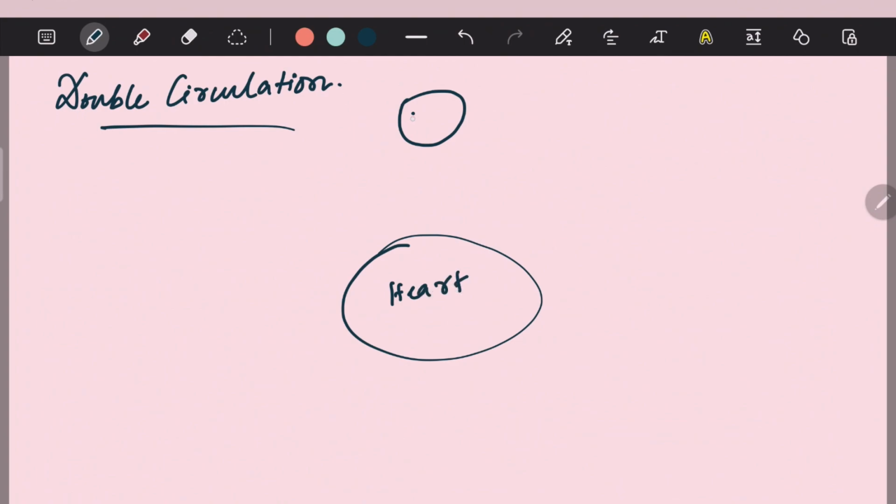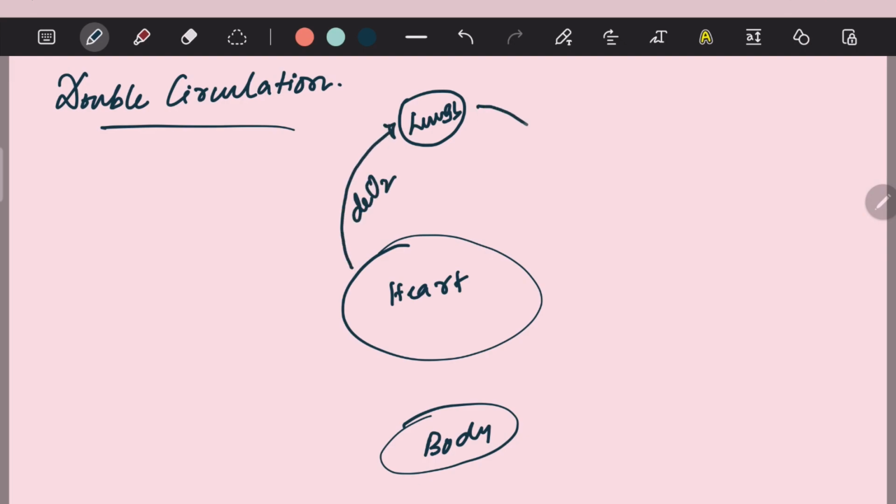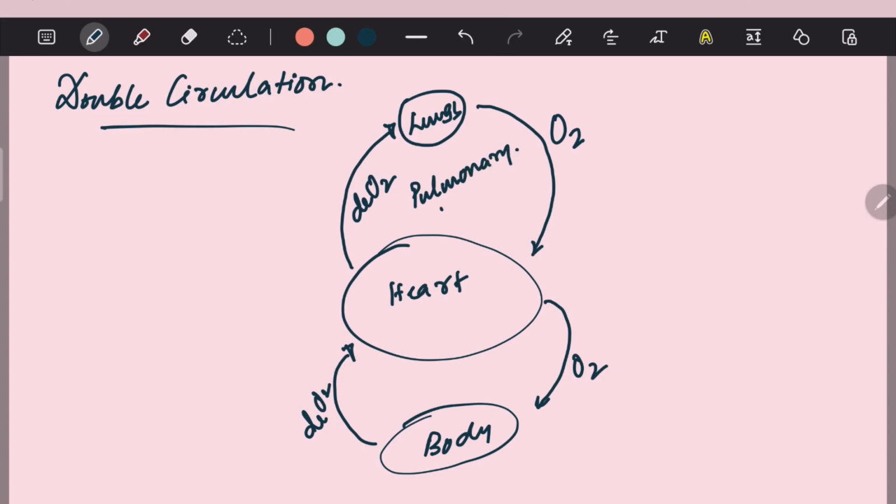So if we consider this as the heart, this as the lungs, and this as the rest of the body, we can see that from the heart, deoxygenated blood goes to the lungs. From the lungs to the heart comes the oxygenated blood. Before that, from the body, the deoxygenated blood goes to the heart, and from the heart, the oxygenated blood goes to the body. So we can see that there are two cycles of circulation. One is the pulmonary circulation. Pulmonary is the term related to lungs, so this is known as the pulmonary circulation, and this is the systemic circulation. This is called systemic circulation because it relates to the other systems of the body, and this entire system is known as double circulation.